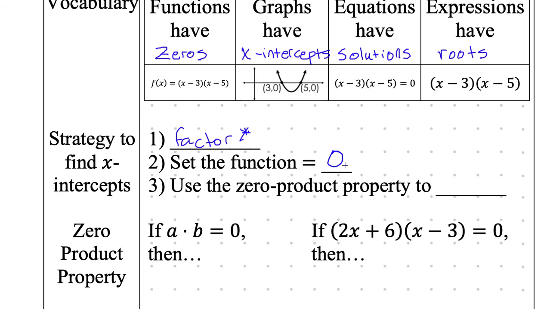If I set the function equal to 0, the y value equal to 0, and I'll put this as a note out here, we're really setting the y value equal to 0, which is the definition of how to find the x-intercept. This f of x, I can really think of that as a y. This y value we set to 0. And then finally, we will use the zero product property to solve.